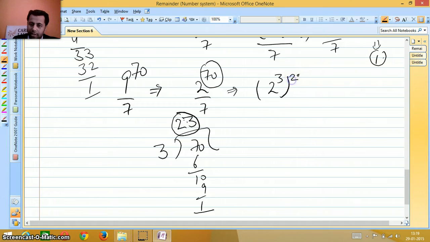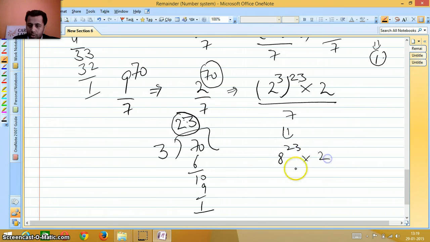So we can write 23 here. This 23 into 3 is 69, but we need 70 here. So we'll multiply this number by 2 so that we get 70 here. What would be our next step? This 2 cube can be written as 8 raised to power 23 into 2 divided by 7. Now we already know that 8 divided by 7 will generate remainder 1, and 1 raised to power 23 gives us 1 only. This 1 into 2 will give us remainder as 2. This would be the final remainder.